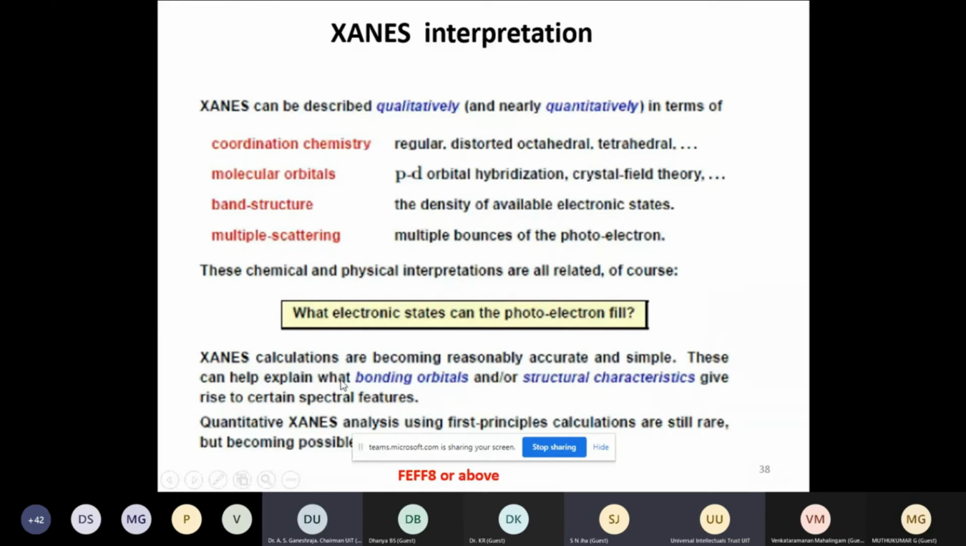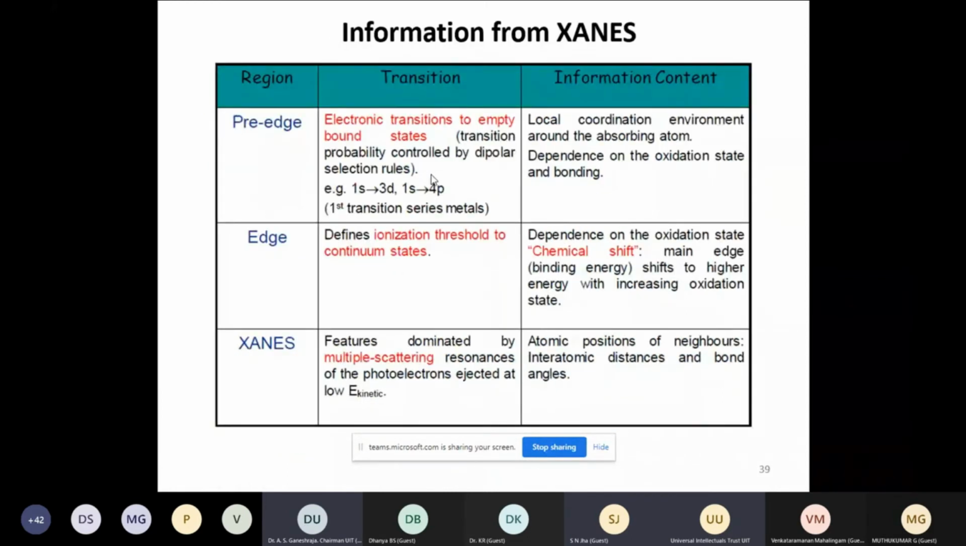So XANES calculations are now feasible with FEFF8 and above software, which is available on the net. Beyond FEFF8, we have to purchase it at a nominal cost. But with this tool and the experimental result, one can get bond angle information as well as band structure information. So this is a summary of information from XANES. The pre-edge gives the local coordination environment around the absorbing atom, the edge gives the dependence on the oxidation state and chemical shift, and the XANES part, that is beyond the edge up to 50 eV, gives the atomic positions of the neighbors, interatomic distances, and bond angles.